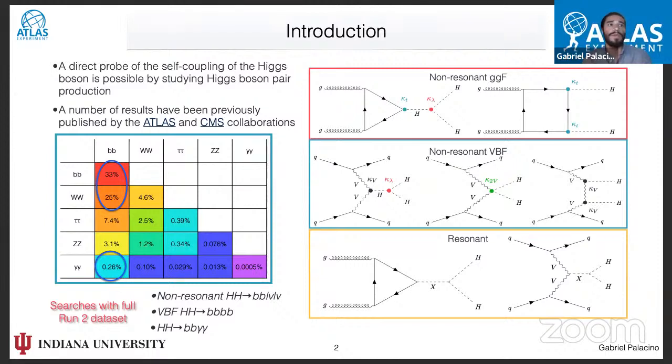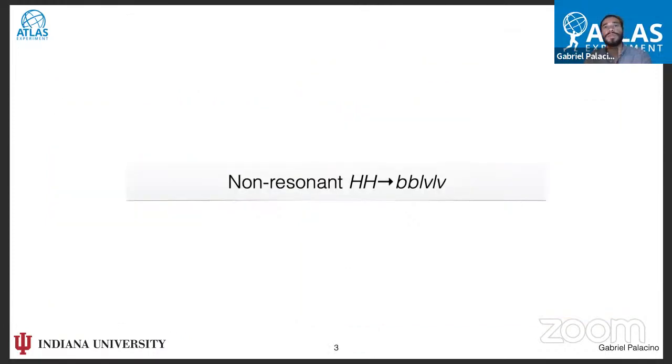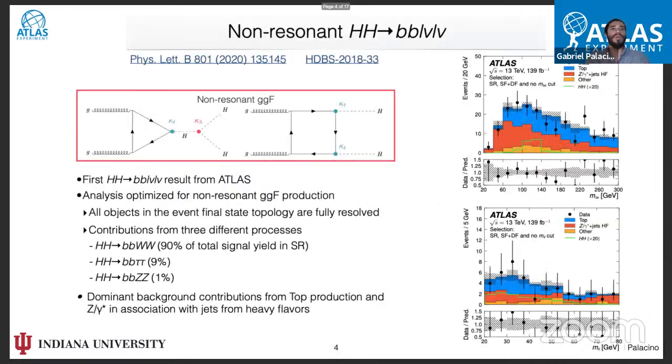We have di-Higgs to 4b, which is by far the one with the largest cross section. Then we have di-Higgs to bbWW, and then di-Higgs to bb gamma gamma. These 3 final states I've chosen here because they are the ones that have the full Run 2 data sets. And these specific analyses are the non-resonant di-Higgs to bb l nu, vector boson fusion production of di-Higgs to 4b and di-Higgs to bb gamma gamma. So let's move on with the first analysis. This is non-resonant di-Higgs to bb l nu. So this is the first ATLAS result in this specific channel.